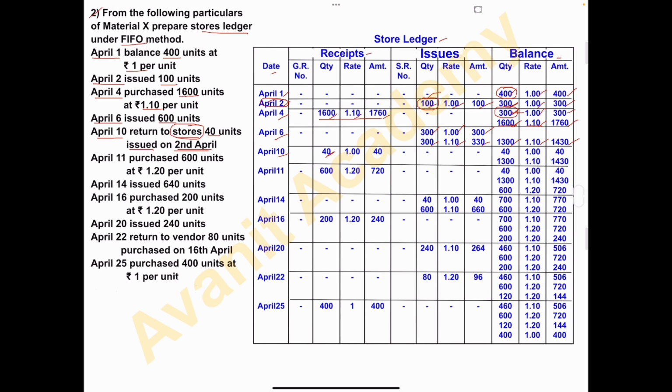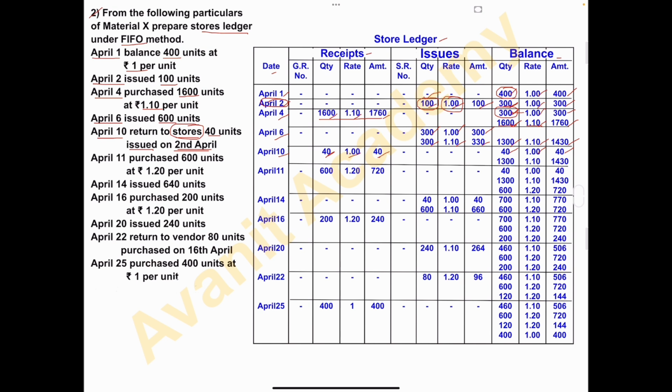Now we have to write the rate. So for that what we have to do? This is the 2nd April rate. We have issued 100 units and the rate per unit is rupee 1. So we'll take this rate here in receipts. Write here rupee 1. Issues column nil. Now write the balance. First we'll take this returned goods. First we'll write this return stock, that is 40 units. Rate per unit is 1 and the total amount is 40.